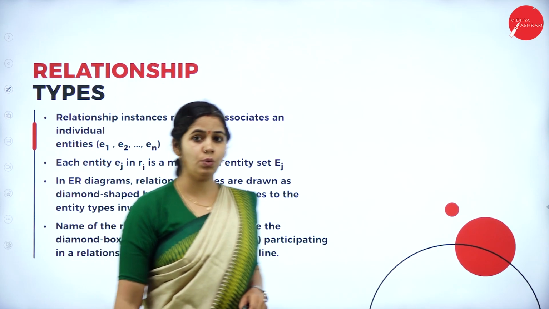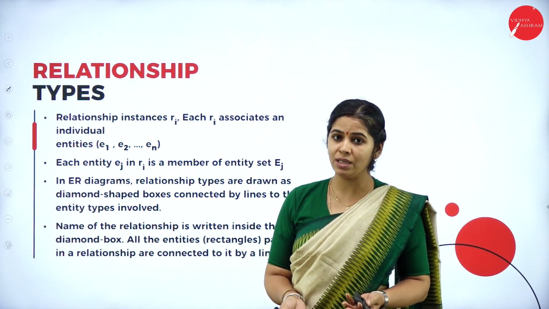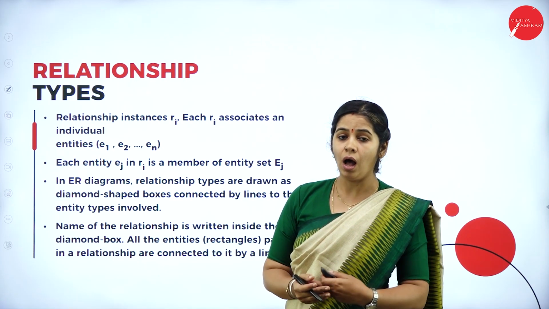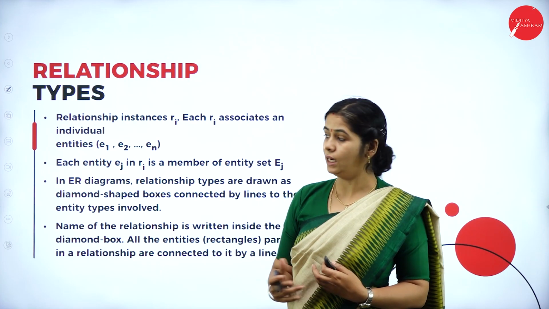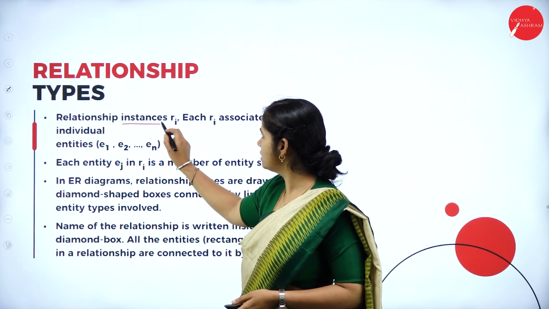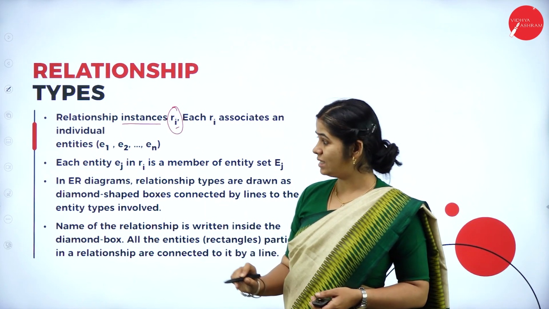Okay. Next what we have is relationship instance. What is a relationship instance? At a particular time, how that entity is connecting, attributes are connecting to the entities, that is called a relationship instance. R is for relationship, I is for instance.